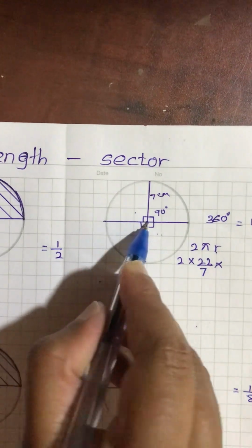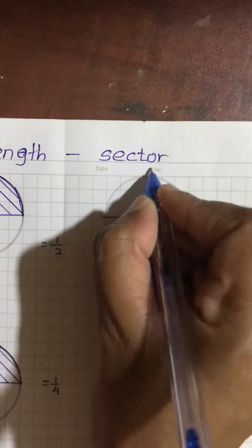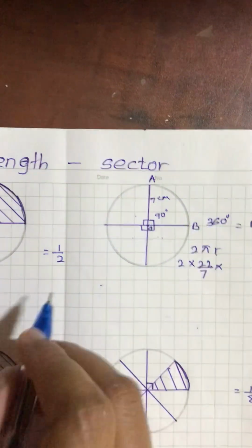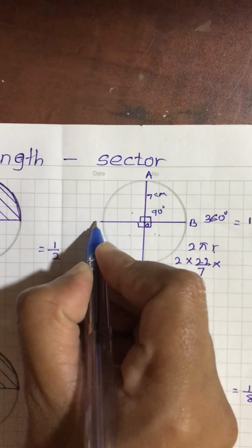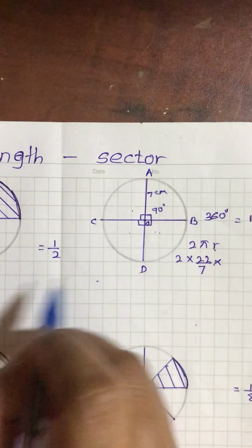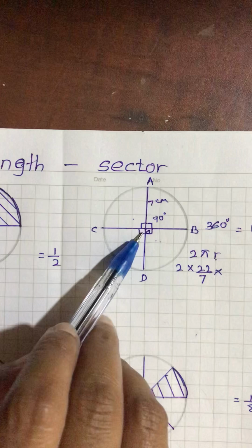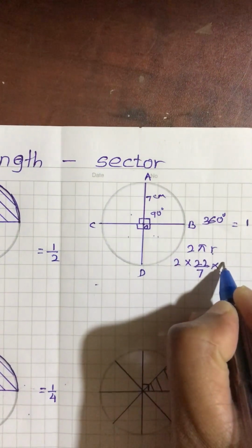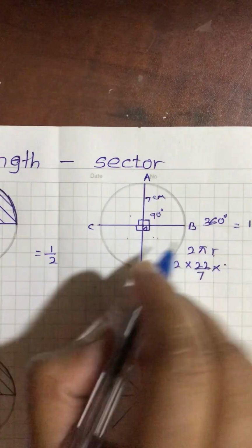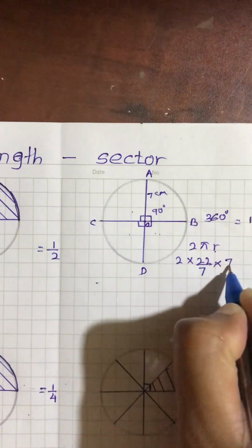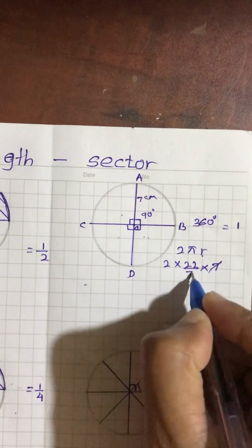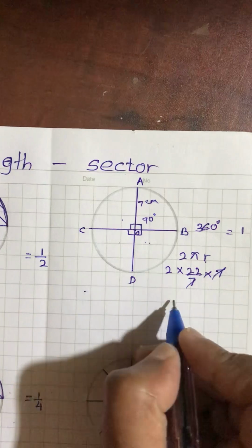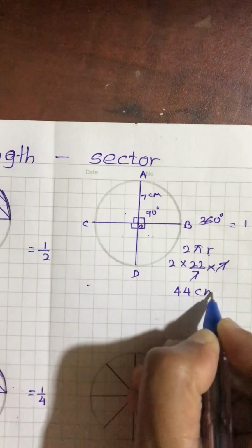r is the distance between O and A, or O and B, or you can say O and C or O and D. So this is r. The length of r is 7 centimeters. So let's find the perimeter, that is 44 centimeters.